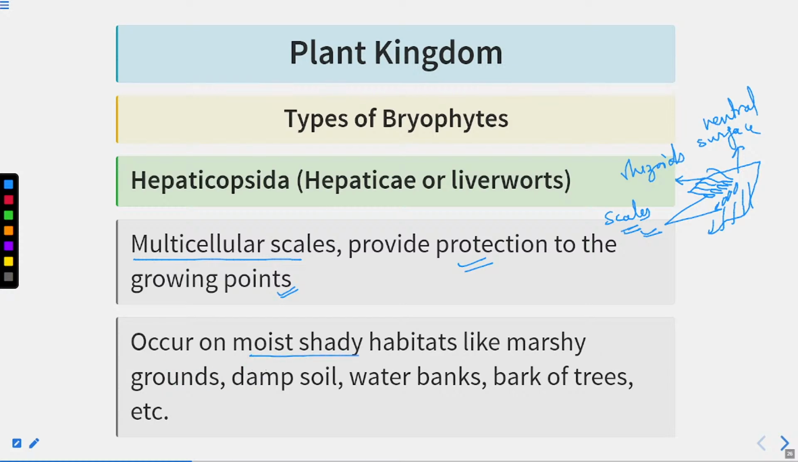So they occur on moist and shady habitats like marshy grounds, damp soil, water banks and the bark of trees. And the bark of the trees is generally wet. So generally when you go to the hilly region, the bark of the trees is wet. You can see these bryophytes growing on the bark of the trees, right? So wherever all these habitats, that is the damp soil, water banks, one thing is common, that is the availability of water.